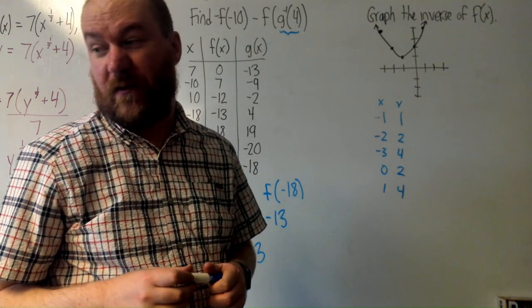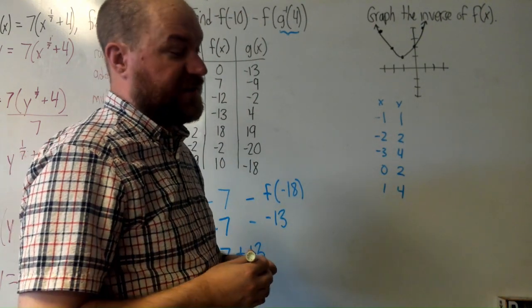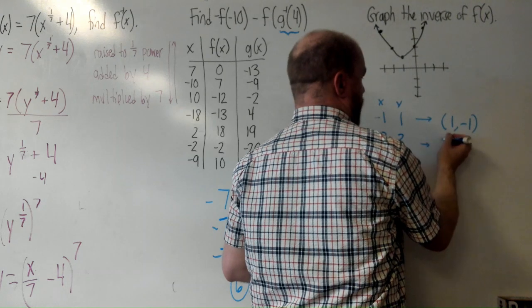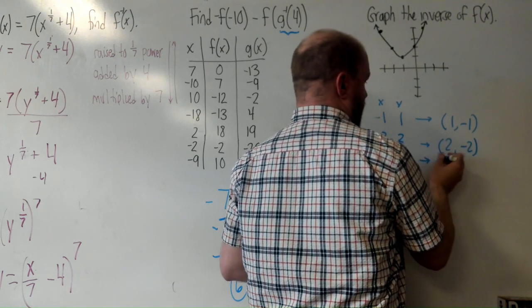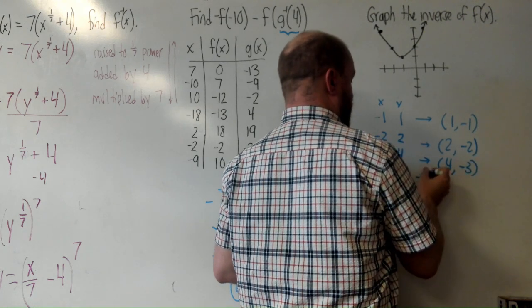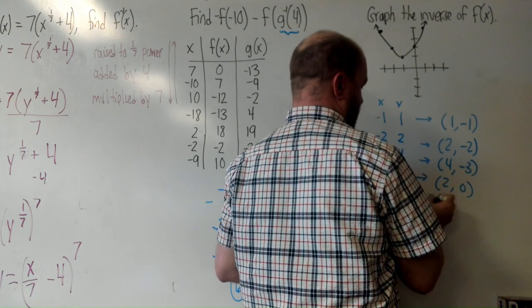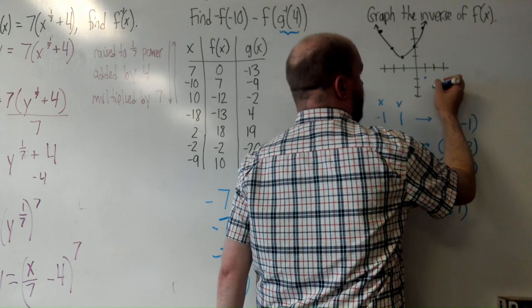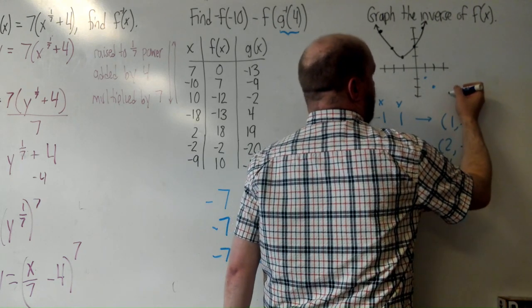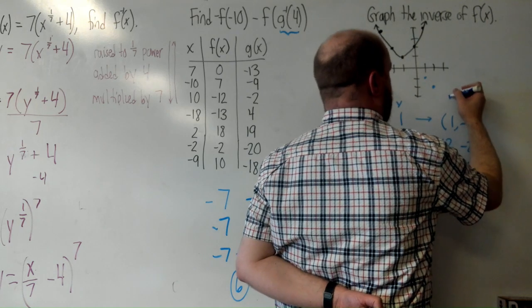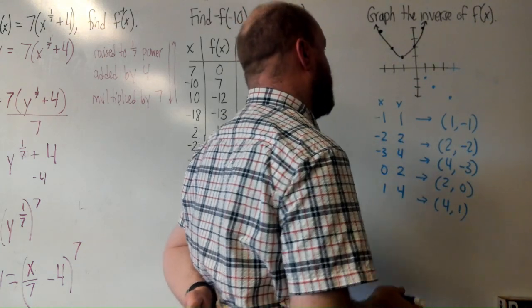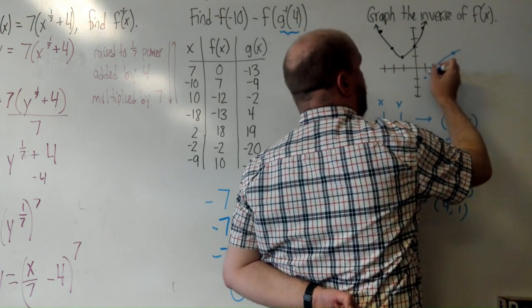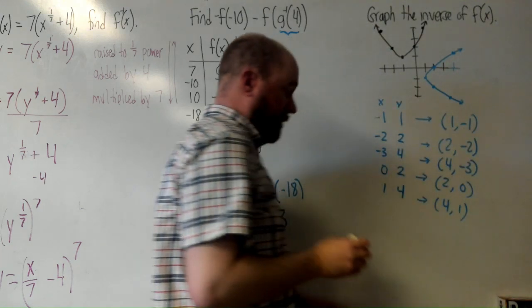So to find the inverse of a function graphically, you just switch the x and the y values. So now that means I'm going to plot 1, negative 1. I'm going to plot 2, negative 2. I'm going to plot 4, negative 3. I'm going to plot 2, 0. And I'm going to plot 4, 1. So 1, negative 1. 2, negative 2. 4, negative 3. 2, 0. And 4, 1. So that is the inverse function.